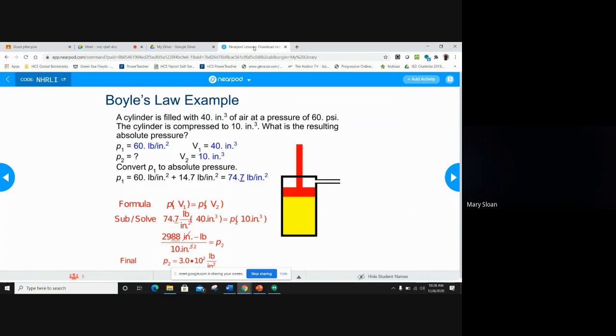So I'm going to have 60 pounds per square inch, and I'm going to multiply that by 40 inches cubed, and I'm going to divide that by 10 inches cubed. All right. And this is the engineering part. Same thing, right? Except we just have different units. Now, is there another step that we have to do, or is that the only step we've got to do?